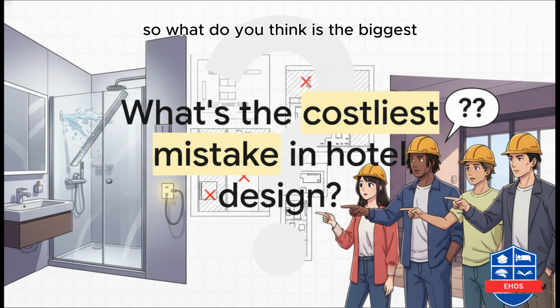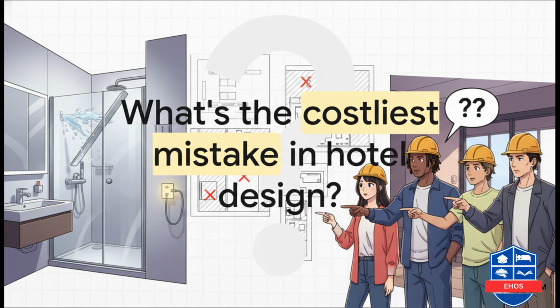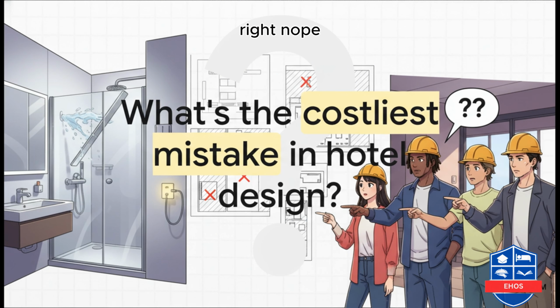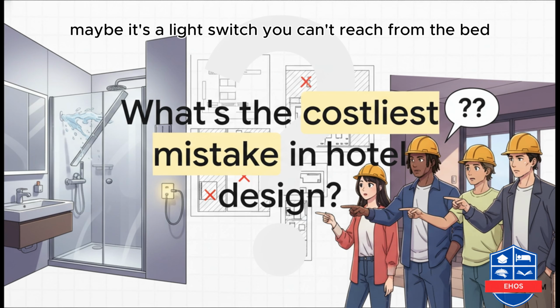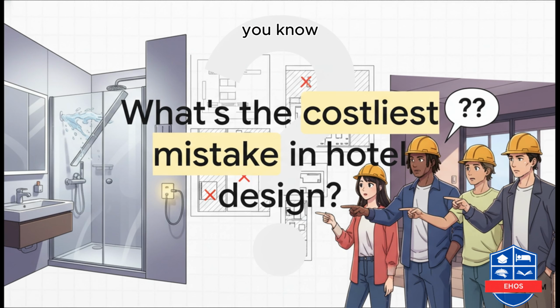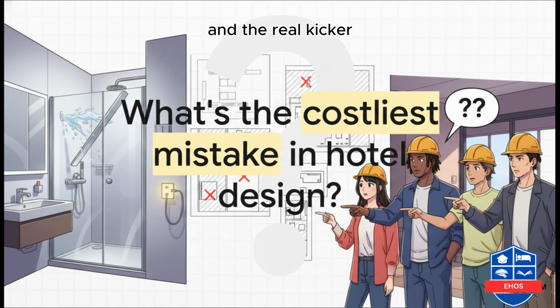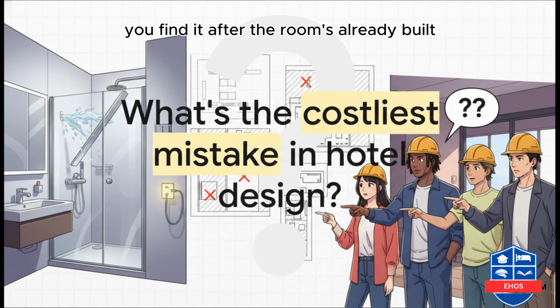So what do you think is the biggest, most expensive mistake you can make in hotel design? You might be thinking it's some huge structural problem, right? Nope, it's actually a tiny, simple flaw that looks totally fine on paper. Maybe it's a light switch you can't reach from the bed, or a shower door that lets water splash all over the floor. A small detail that just ruins the guest's experience. And the real kicker? You don't find this mistake on the drawing board. You find it after the room's already built.